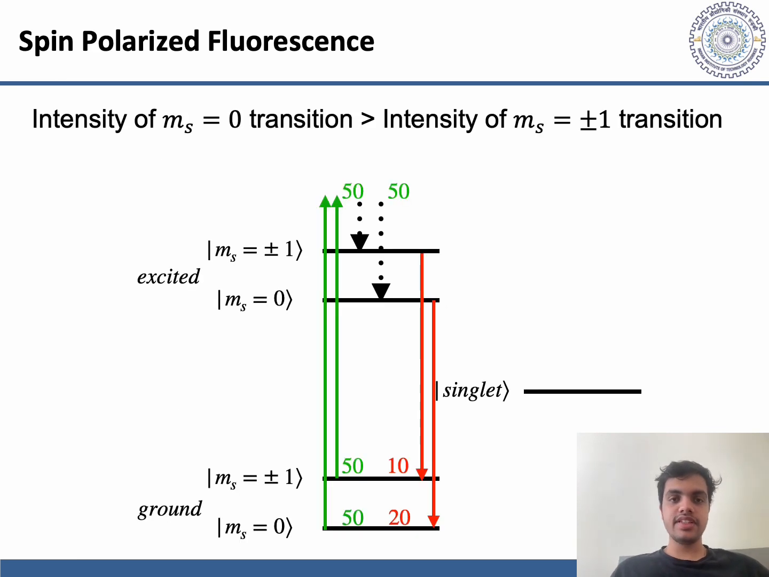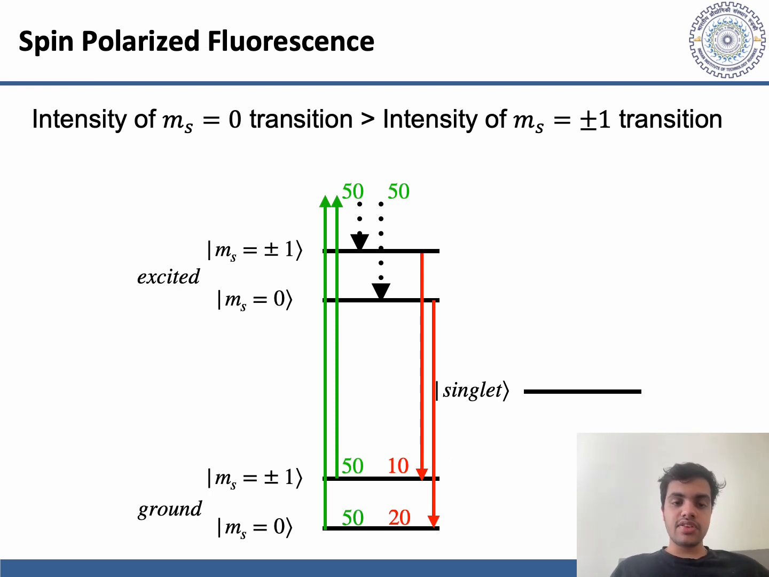So next, let's see about spin polarized fluorescence. Simply because there are more transitions that would happen from the MS equals plus minus 1 state to the singlet state than from the MS equals 0 state to the singlet state, this means that the radiative transitions of the MS equals 0 state would be more than those of the MS equals plus minus 1 state, right?